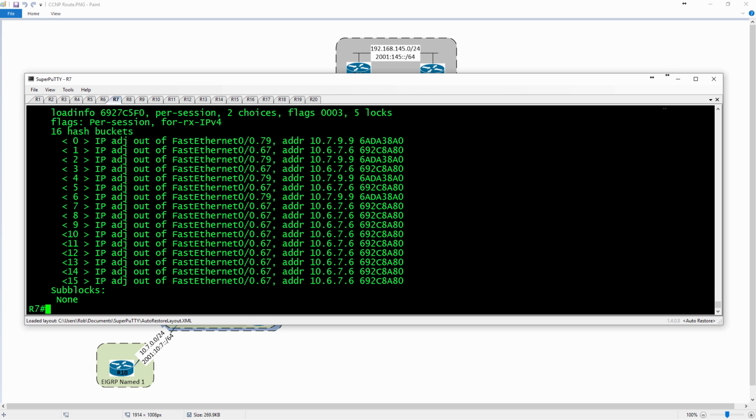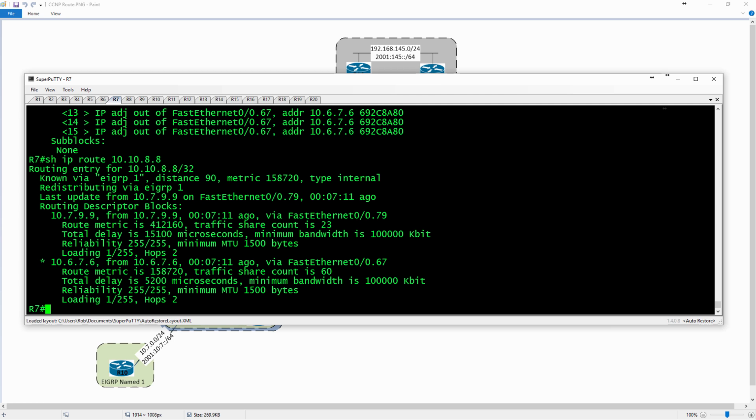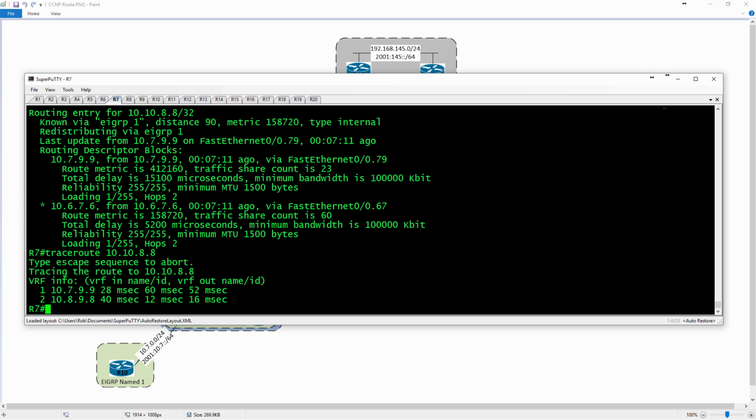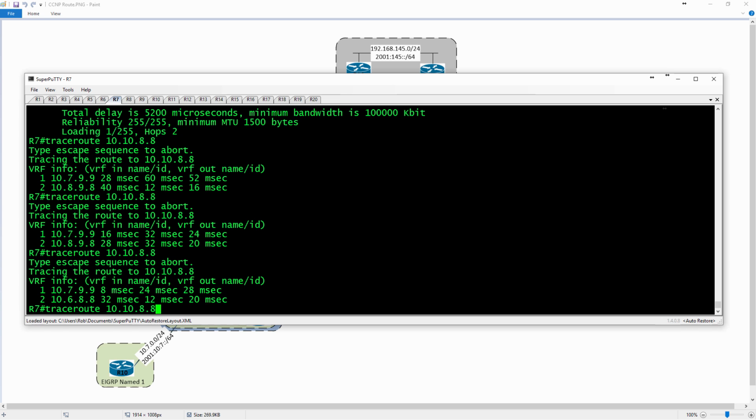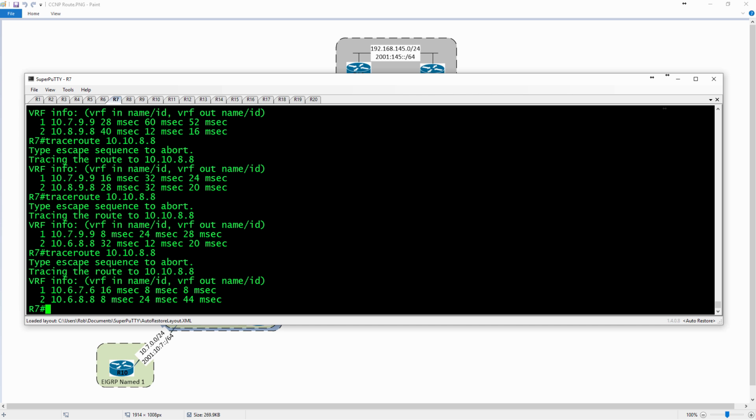So you might look at this, do a show ip route 10.10.8.8, and from a routing perspective, we should be load balancing. However, because of the fact it's unequal cost load balancing, that is not the case. That's why if we do a traceroute to the destination, we take different paths on a regular basis. So now I'm taking the path towards R6. That's how you need to understand it.